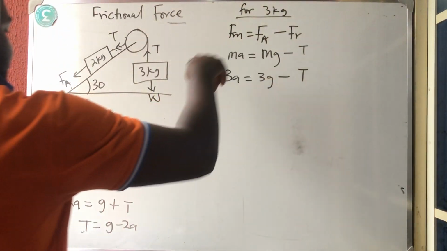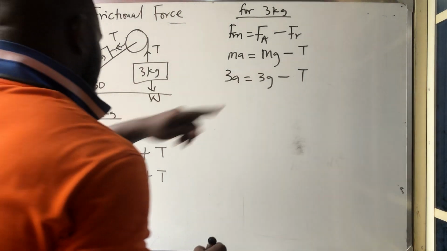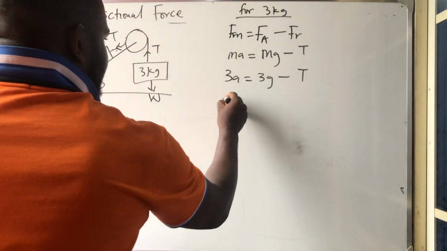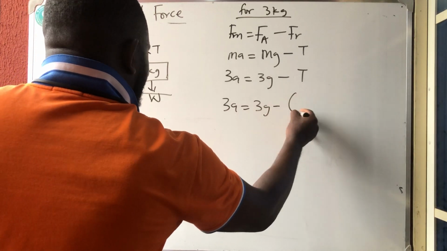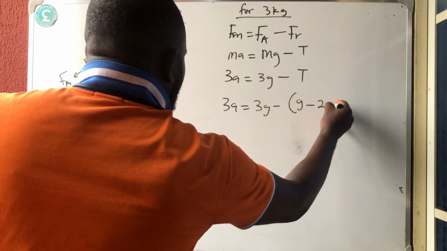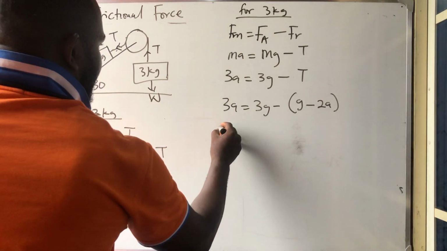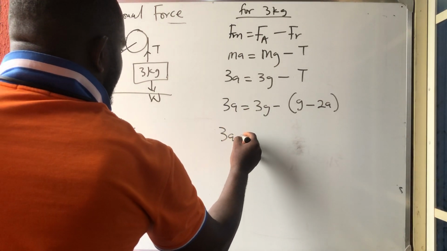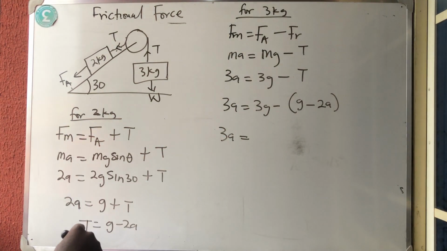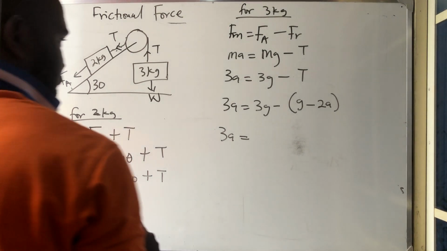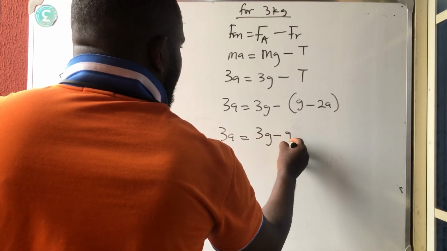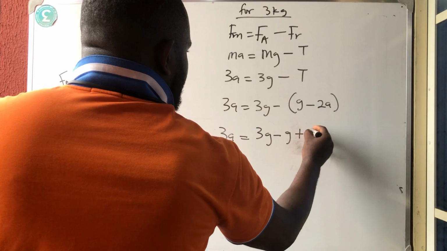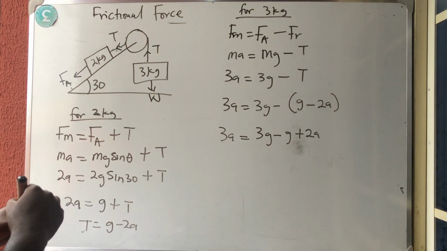Okay, so if I collect like terms, in fact, let me carry my tension and put it here so that I can get my A. So I'm having that 3A is equal to 3G minus my tension, which is G minus 2A. So I'm going to have that 3A is equal to 3G minus G plus 2A. So what do we have now?